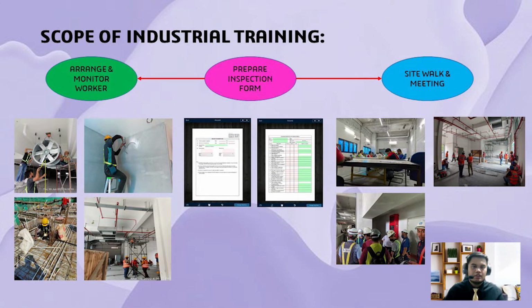So next, we go to the scope of industrial training. Firstly, arrange and monitor workers. I need to monitor my workers to make sure they do their job in the right way. Also, I need to arrange them to do the job in the time given. Inform and make sure workers do any rectification that has been complained about by the main contractor or client.